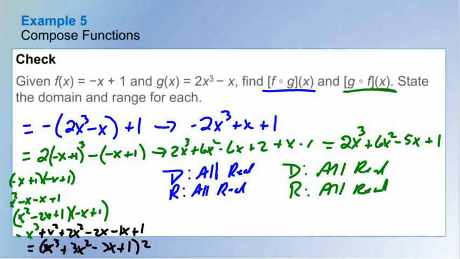And cubic functions, just remember they're going to look something like this when they are negative. When the leading coefficient is negative, this other one's a positive leading coefficient, so this would be looking this way, which would be all real numbers.